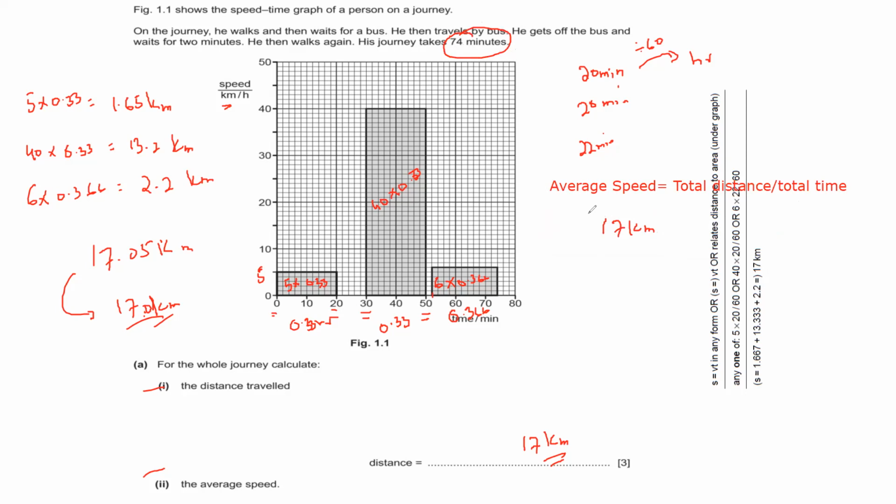But because the unit of speed can be kilometer per hour or meter per second, if you are calculating in kilometer per hour, time should be in hours. So we have to convert these 74 minutes into hours. 74 divided by 60 will be 1.233, a recurring decimal again. So when you divide, what's the final answer? 17 divided by 1.233.